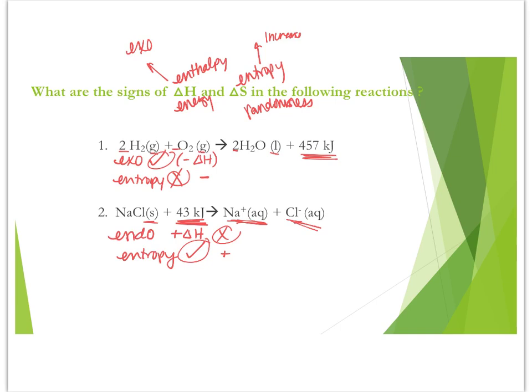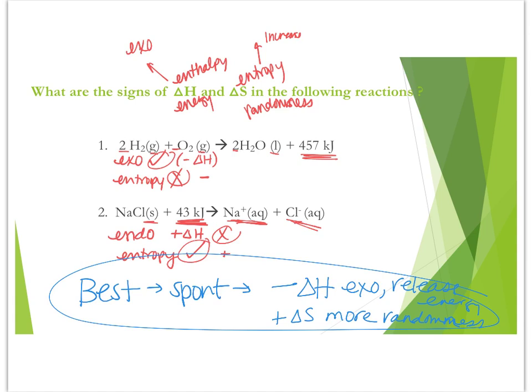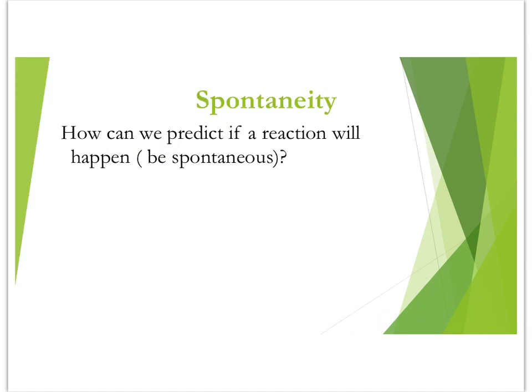What you need to remember is that the best case scenario for the spontaneity of a process is a negative delta H, an exothermic reaction, a release of energy, and a positive delta S, where it's more disorganized, with more randomness. Again, don't worry about the symbol for delta S. Just know that you want it to be more random. That's the best case scenario.